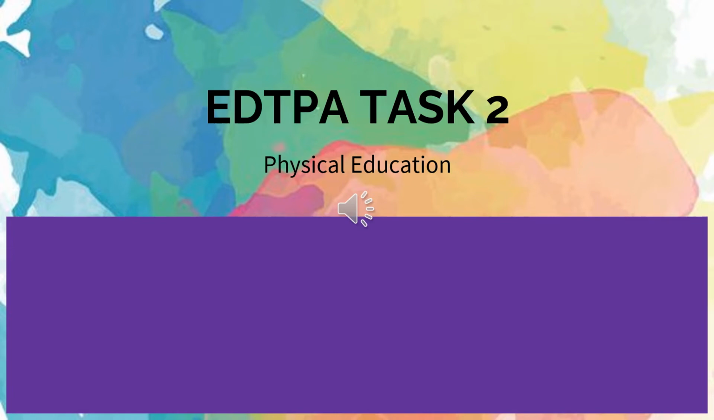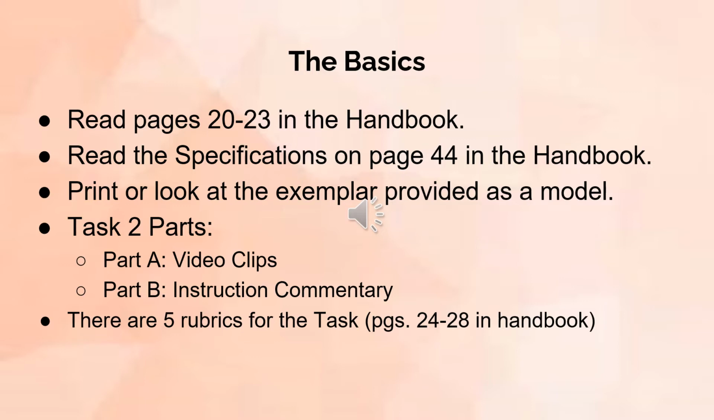This video is to help you with task 2 for the physical education handbook. So to go over the basics, you want to make sure that you read the task 2 instructions in your handbook. Those will vary from handbook to handbook in what pages they're on. You also want to make sure that you read the specifications chart in your handbook for task 2, because this tells you what files you need.